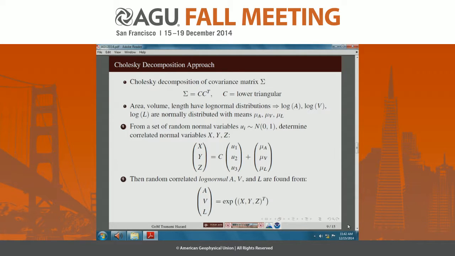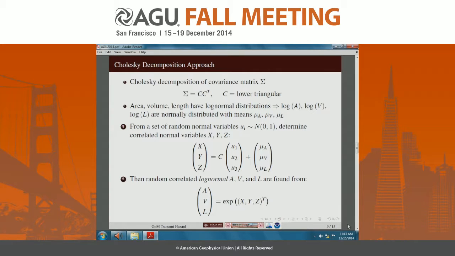So the Cholesky decomposition approach takes the covariance matrix sigma and decomposes it into C C transpose, where C is a lower triangular matrix. And then since area, volume, and length all have log normal distributions, the natural logarithm of each of those variables is normally distributed with a respective mean mu A, mu V, or mu L. And so our method is to first take a set of random normal variables u in the standard normal distribution and determine first correlated normal variables x, y, and z by multiplying the Cholesky decomposition matrix C by our normal variables u and then adding the respective means.